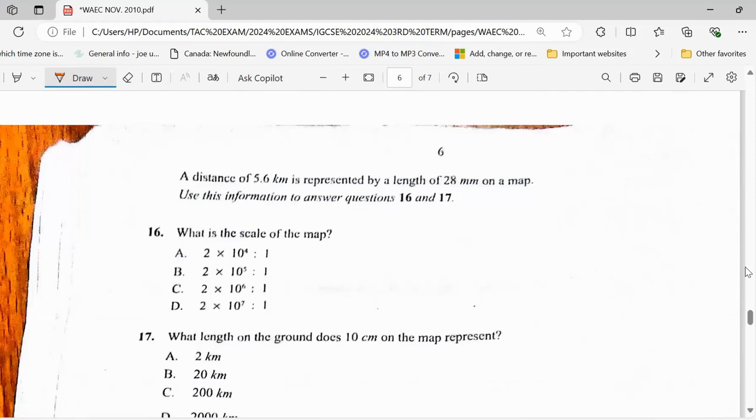Let's proceed to question number 16. Now, we have this. A distance of 5.6 kilometers is represented by a length of 28 millimeters on a map. Use this information to answer question 16 and 17. Now, we want to get the scale of this map. Of course, let's look at 5.6 kilometers.